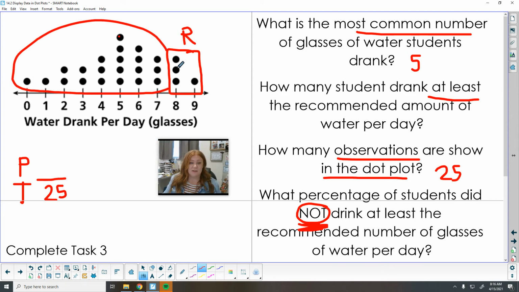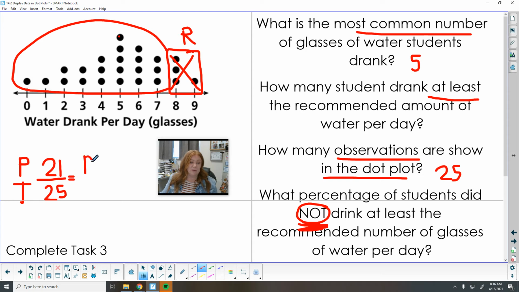So I can see there's only 4 that did. So I can just take that away. Instead of counting all of these, I can just think 25, take away the 4 that did hit the goal, because I'm looking for how many did not, is 21.